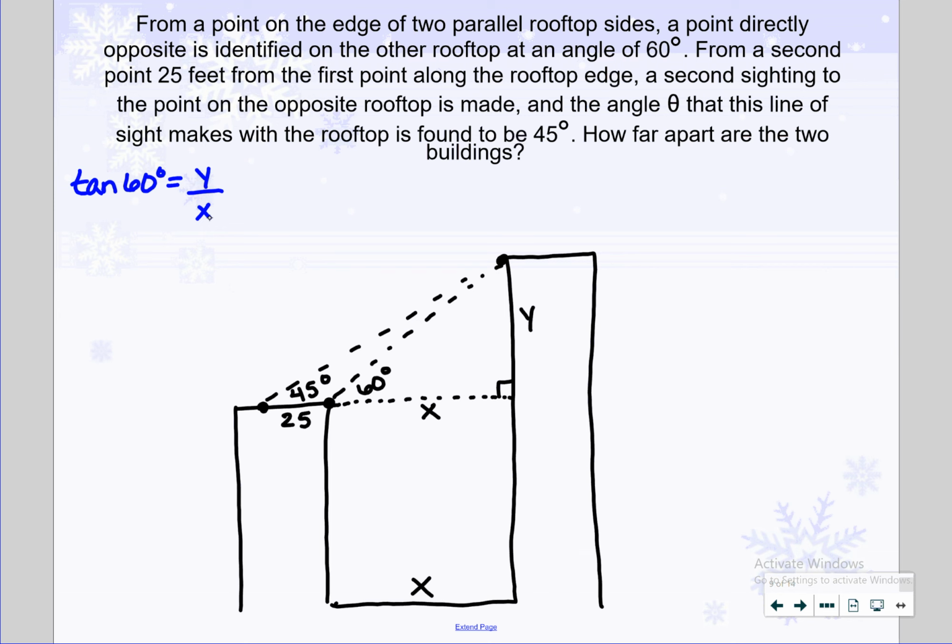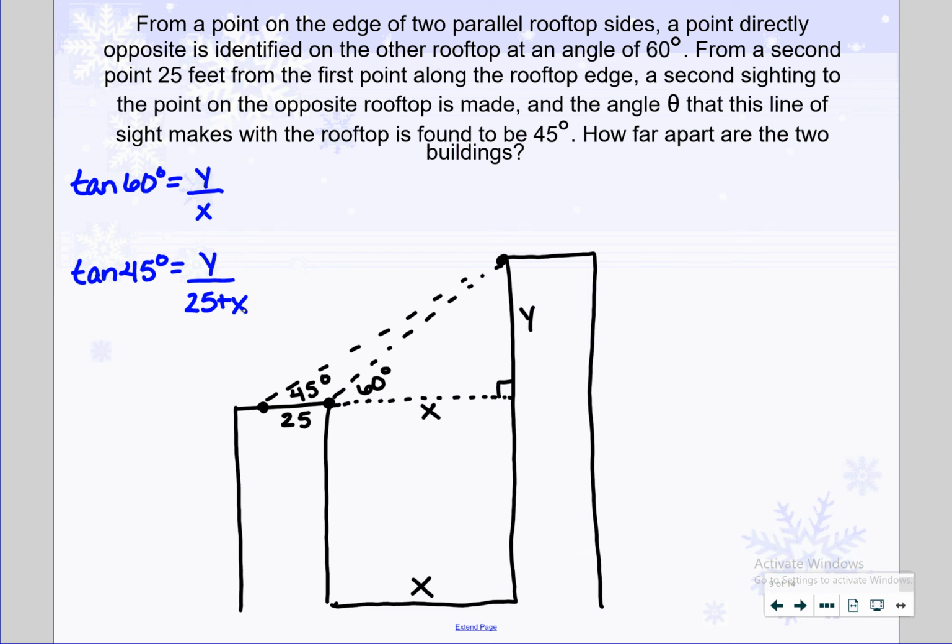I've got y, and then the bottom side is 25 plus x total if I put those together, but it's still opposite and adjacent. So tangent of 45 is opposite y, and this time the adjacent is 25 plus x. Now this looks a little nasty, but what we have is a system of equations here. The system of equations is two equations that share the same two variables, x and y, and we did those last semester. What we're going to use to solve this is substitution.